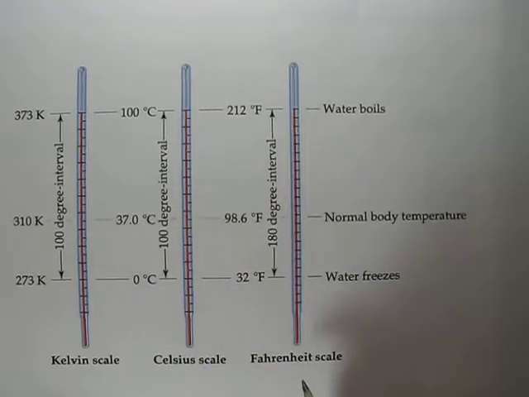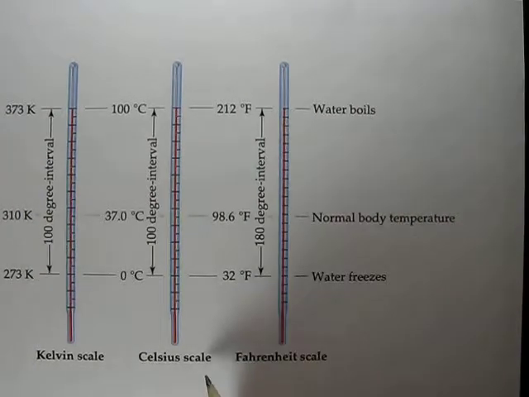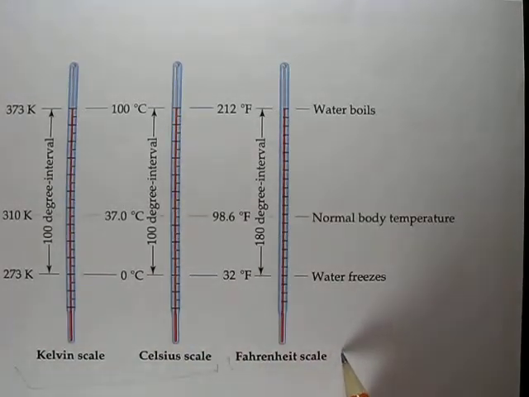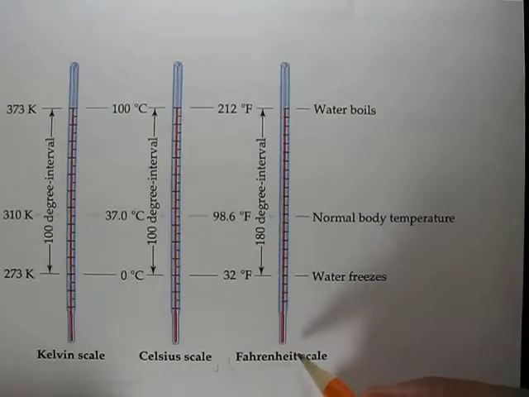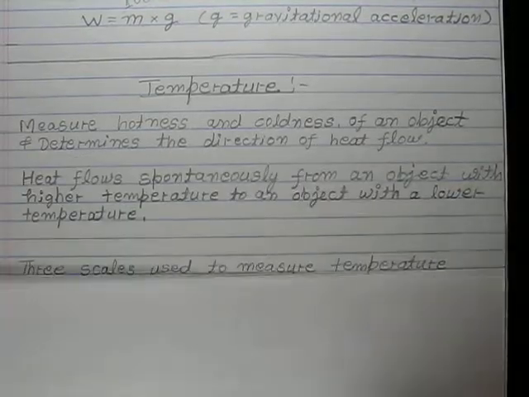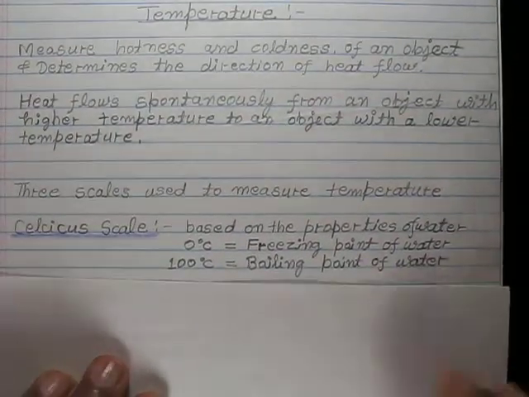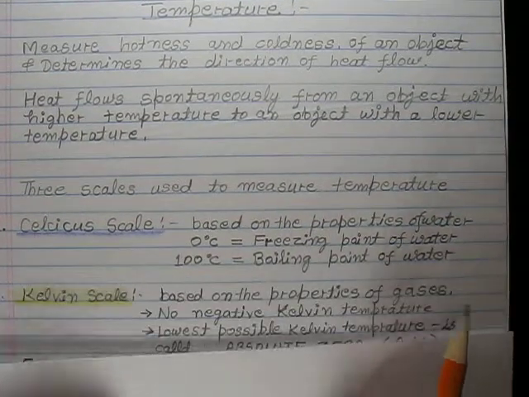And then there is another scale which is called Fahrenheit. Fahrenheit is usually not used in scientific measurement, but it is used, as you may know, in the weather report and body temperature. So weather report and body temperature are expressed based on the Fahrenheit scale. So let's talk a little bit more about these. The Celsius scale is based on the properties of water, 0 degrees freezing point of the water and 100 degrees boiling point of the water.